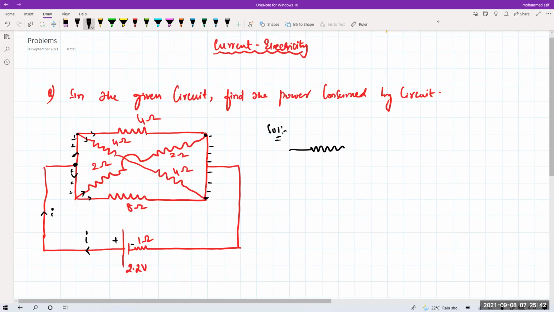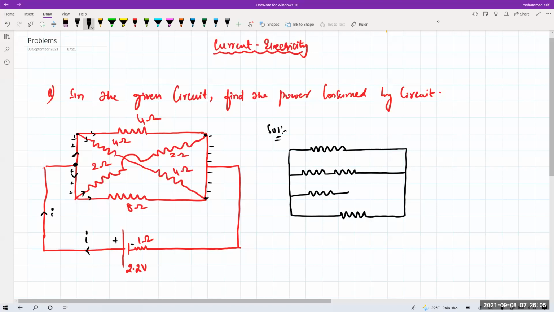I'm keeping the upper circuit as it is. And the lower part also has one circuit like this. I'm keeping it like this also. Now, this 4 ohm and 4 ohm, I am connecting here. So can I connect here because they are connected to the same condition? So this one is like this, and the other one is also like this. This is 4, this is 4, this is 2, this is 2. And this is connected to the battery like this.